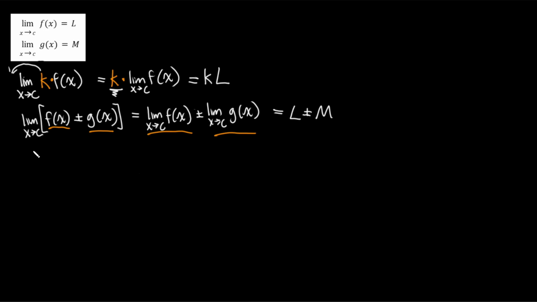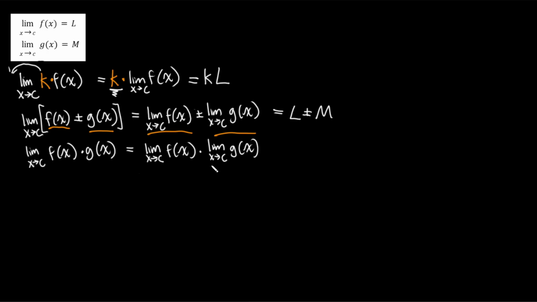And similarly, we have the limit as x goes to c of f of x times g of x. And so similarly, the limit of the multiplication becomes the multiplication of the limits. So we can rewrite this as the limit as x goes to c of f of x times the limit as x goes to c of g of x. And in this case, we actually know what these are. They are L times M.